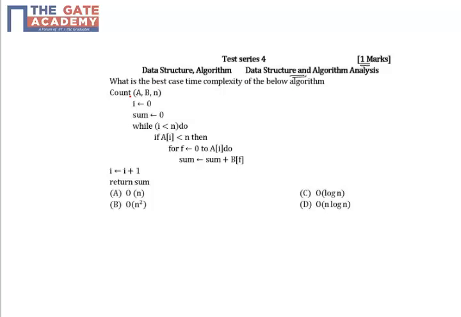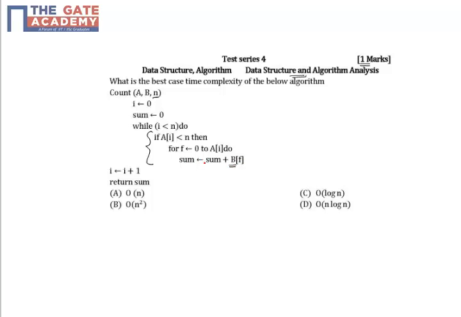The algorithm is count(a, b, n), where n is the input size. I starts from 0, and sum is initialized to 0. While I is less than n, we perform this operation: if a[I] is less than n, that is, if the value of the element is less than the size of the array, then for f starting from 0 to a[I], do sum equals sum plus b[f], where b is some function.